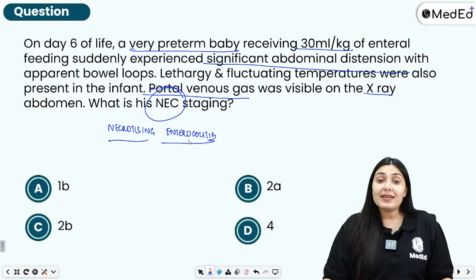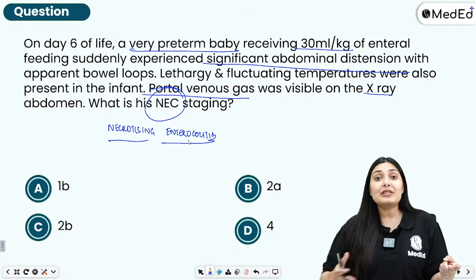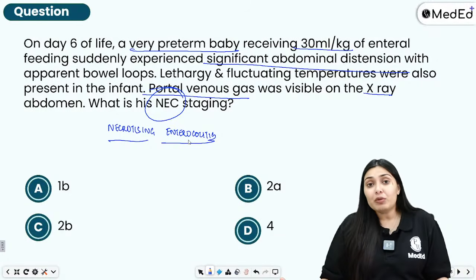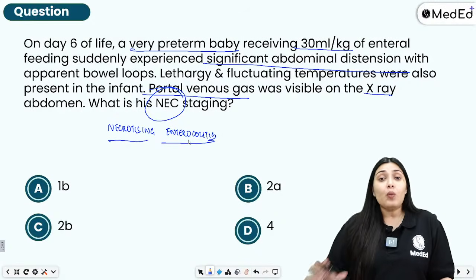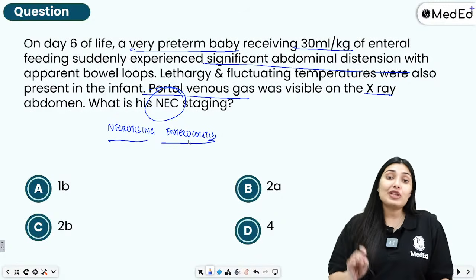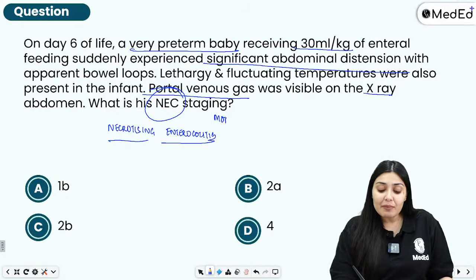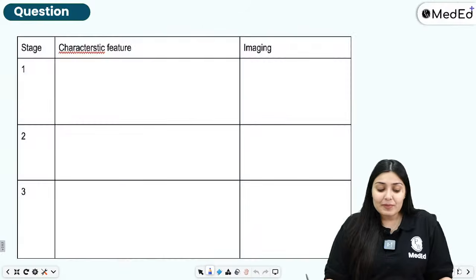The risk factors here are prematurity, giving formula milk to the baby, and in term babies, perinatal asphyxia, or if the mother has a cocaine abuse problem. In all of these conditions, necrotizing enterocolitis can happen. What we are interested in over here is the staging of NEC, that is also known as modified Bell staging. Modified Bell's staging. So what is this Bell staging?